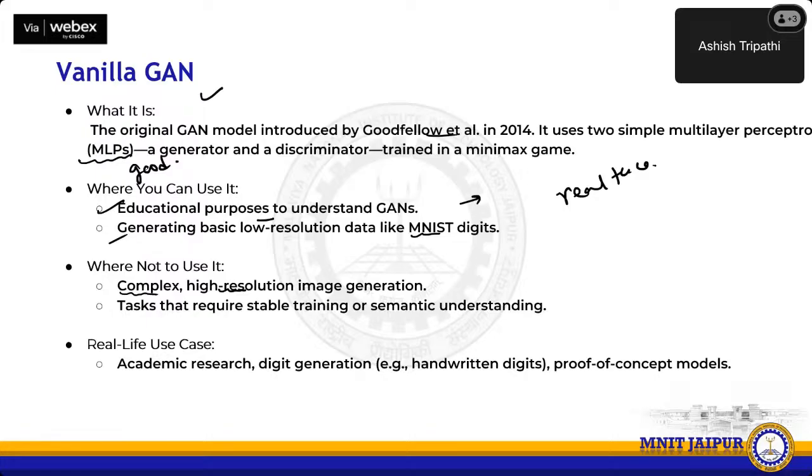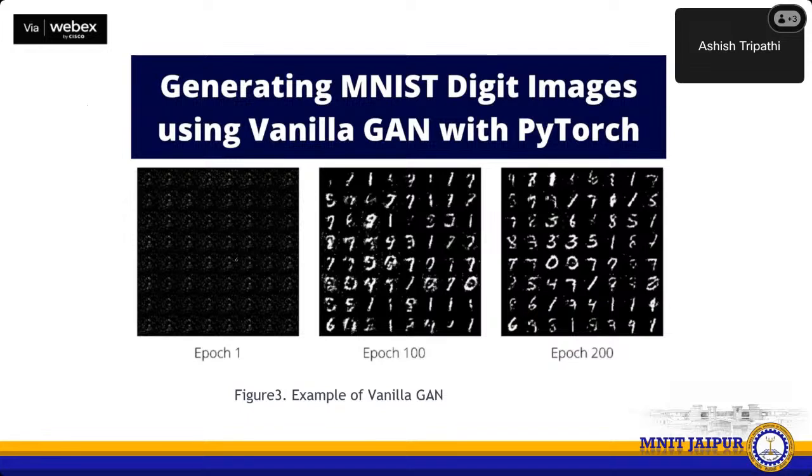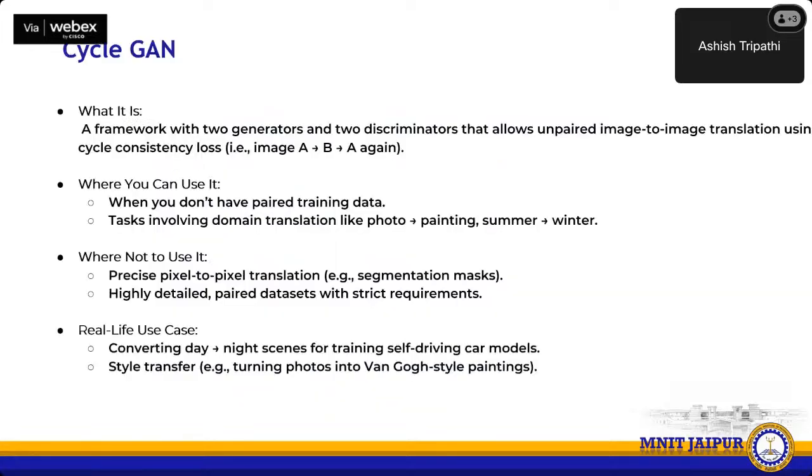Again, talking about the vanilla GAN, these GANs are good for applications that generate images like the MNIST dataset or fashion dataset. Talking about CycleGAN, as I have already told you, CycleGAN is basically used for image to image translation, like converting a photo to a painting, summer to winter, or day to night.